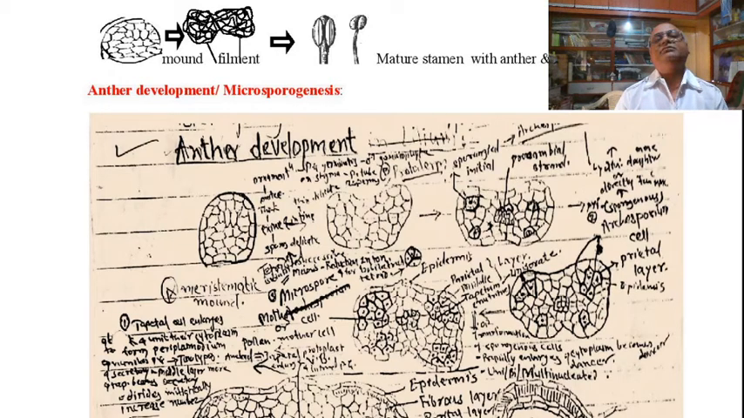Very interesting part: how to develop the anther. Particularly this is the example from Lilium. In the anther development, what happened? We look at the first diagram.